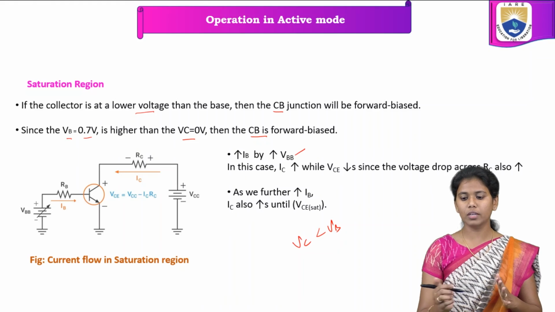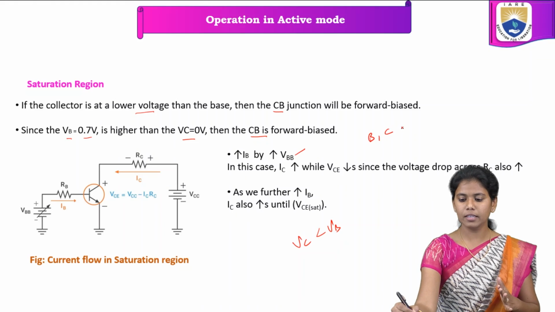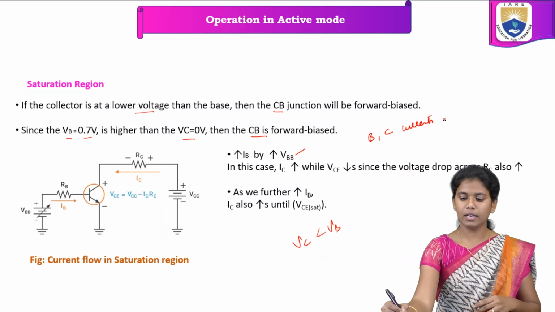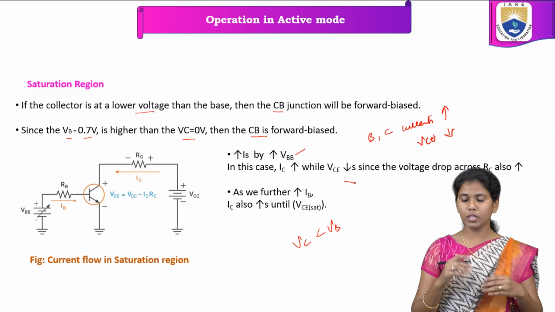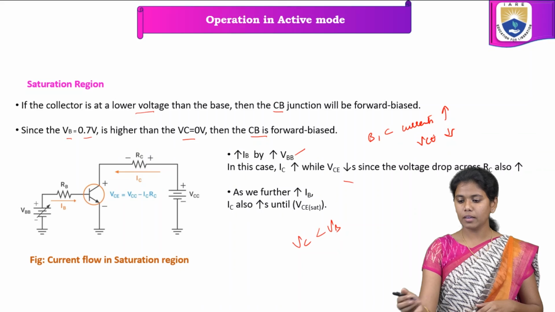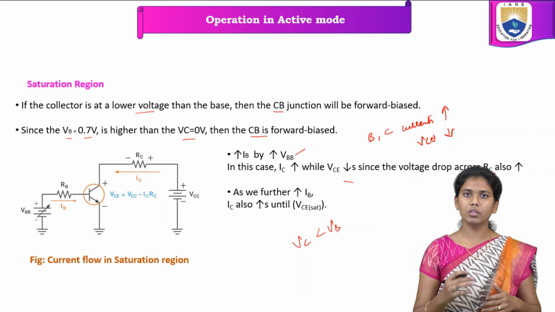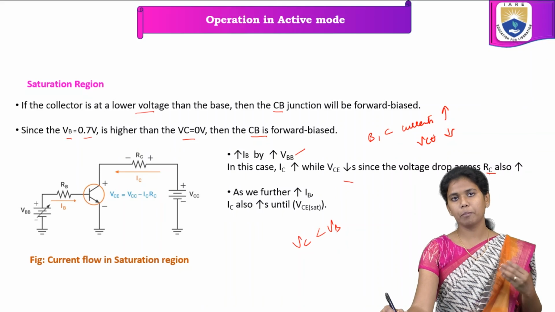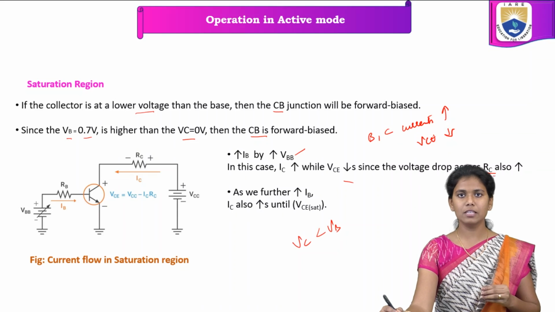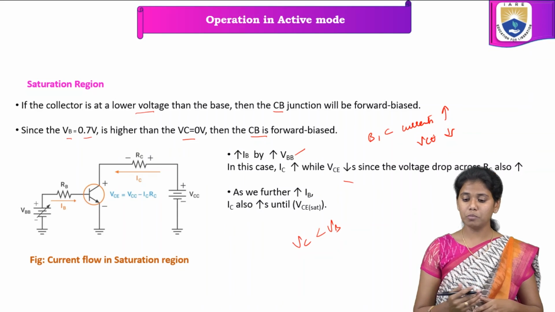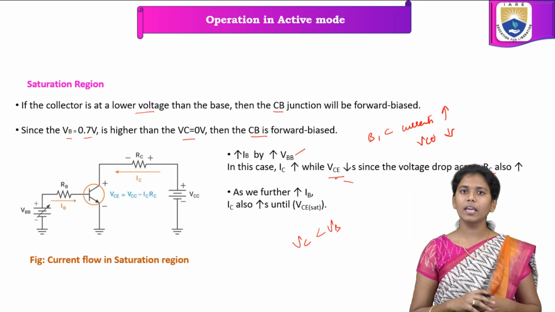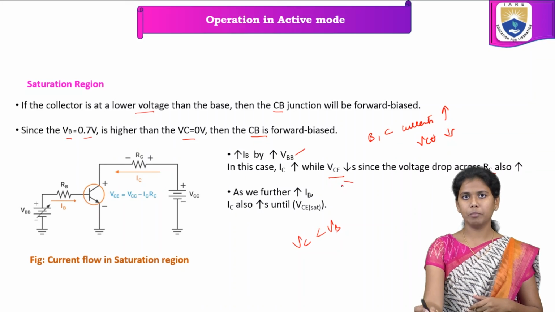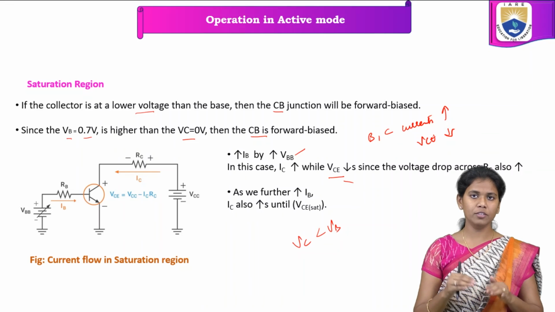When both currents, that is base and collector currents, increase, VCE decreases. Obviously VCE decreases, that means the voltage drop across RC also increases. The voltage across the collector resistor increases, but there's a voltage drop across the collector and the emitter, that is VCE, which reduces.